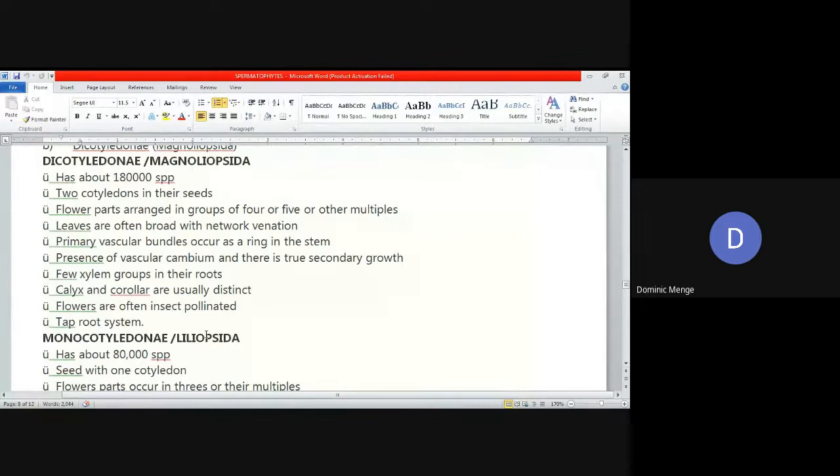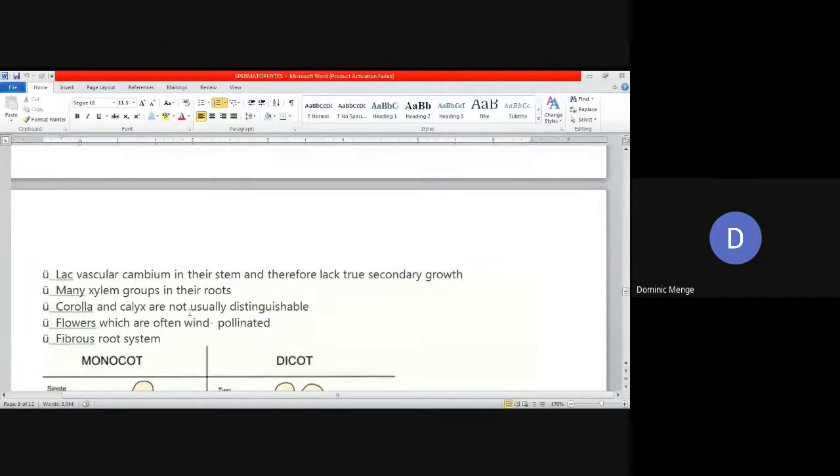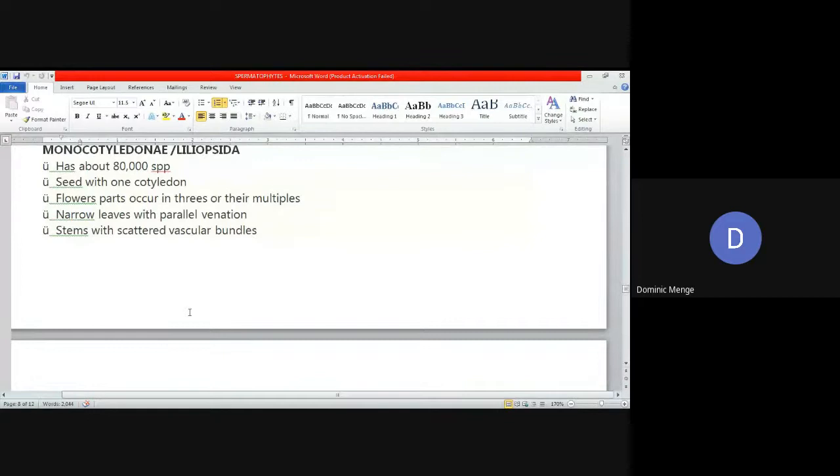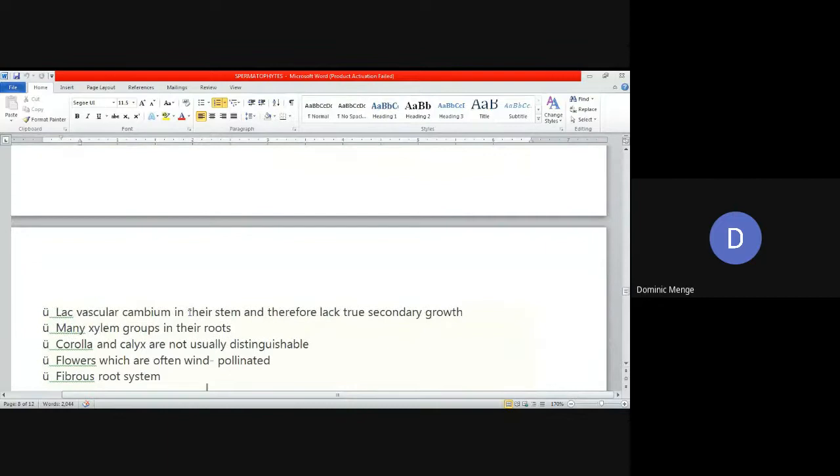They are insect pollinated, very important. And they have a taproot system. So all those characteristics, including presence of vascular cambium, are important in characterizing the dicots. Then when you look at the monocots, they have what you call one cotyledon. They have narrow leaves. You're looking at a maize when you are talking about this, so that is easier. Their stem has scattered vascular bundles. Of course, they are often wind pollinated.